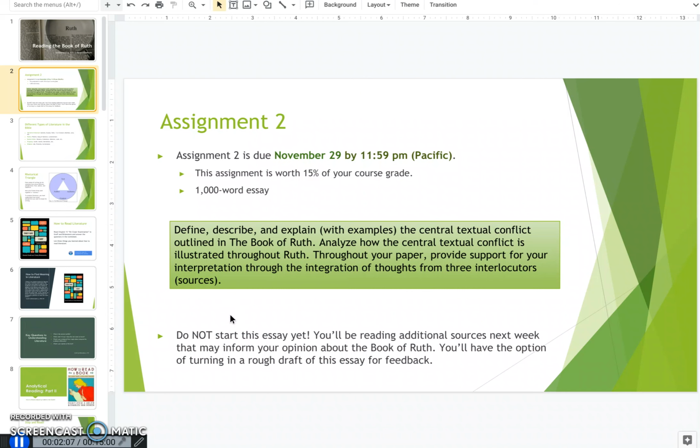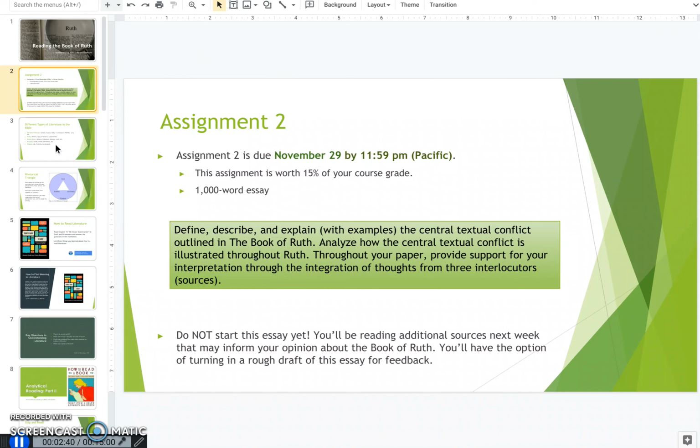Now, even though I'm telling you about this assignment now, I do not want you to start this essay yet. Okay, next week you're going to be reading some additional sources on Ruth, and you'll probably want to use them in your paper, so hold off on this for now. The reason I'm telling you about the assignment now is I just want you to have this in the back of your mind when you're reading the sources for this week. So you're assigned the book of Ruth to read and an article on the book of Ruth. Okay, so just keep this as the long-term focus, but you don't need to do anything about this paper just yet.